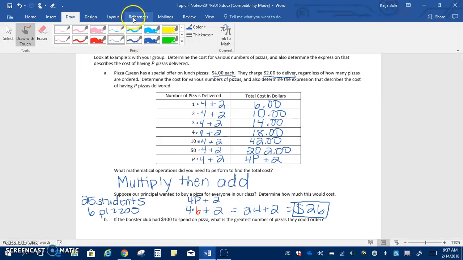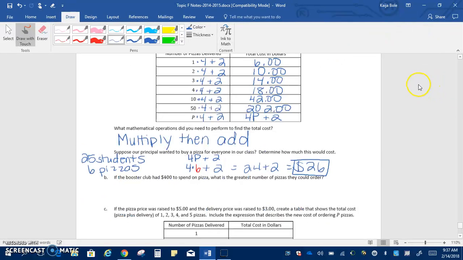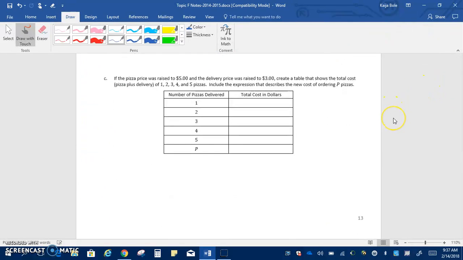Alright, we're going to skip part B for now, and we are going to do it in class. Alright, and now we're going to look at part C here. So C says, if the pizza price was raised to $5 and the delivery price was raised to $3, create a table that shows the total cost. Alright, so this is very similar to the one we did up above, but now we have a different cost. So if it was one pizza, it cost $5, so times 5 plus that $3 delivery fee would give us a total cost of $8.